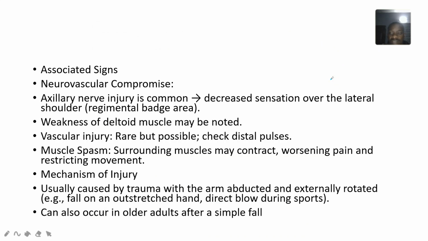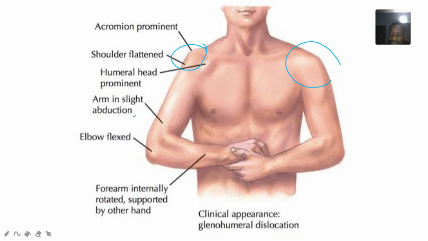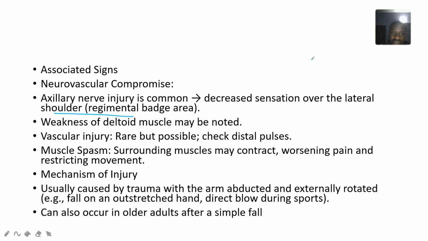Associated signs: if a nerve is injured, of course, the part of the body that nerve supplies will have sensation affected. With the axillary nerve, there's decreased sensation over the lateral shoulder, so you have a regimental badge injury. All those Boy Scouts, Boys Brigade, Army, they put badges here, right? At this part of the body you have loss of sensation, so they call it a regimental badge injury. There's also weakness of the deltoid muscle, then vascular injury. Muscle spasms can be there.